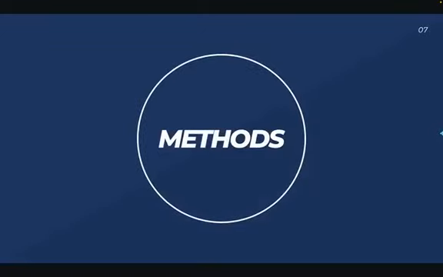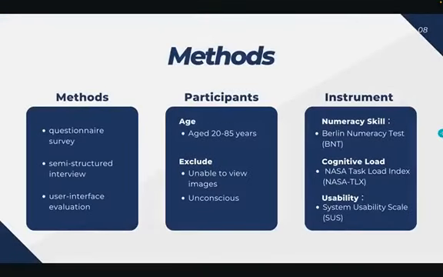Here's my research method. My research method includes a questionnaire survey, semi-structured interview, and a user interface evaluation. Participants aged 20 to 85 years were selected, and we used the Berlin numeracy test to test participants' numeracy skills, the NASA task load index to measure participant cognitive load, and the system usability scale to test the aid's usability.